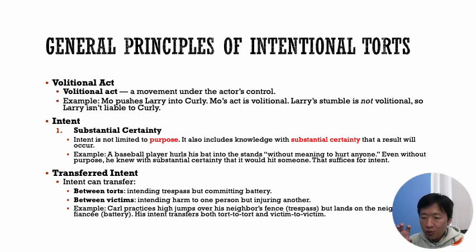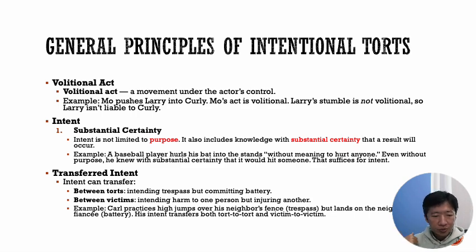Next one will be a very testable area. I can guarantee you're going to see that on the issue spotting essay, that is transfer intent. So intent can be transferred between torts or victims. For example, someone intends to trespass, but commits battery. Or someone intends to harm A, but accidentally injures B.